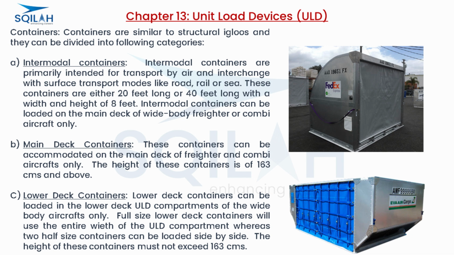B. Main deck containers. These containers can be accommodated on the main deck of freighter and combi aircraft only. The height of these containers is 163 cm and above. C. Lower deck containers. Lower deck containers can be loaded in the lower deck ULD compartments of wide-body aircraft only. Full-size lower deck containers will use the entire width of the ULD compartment, whereas two half-size containers can be loaded side by side. The height of these containers must not exceed 163 centimeters.